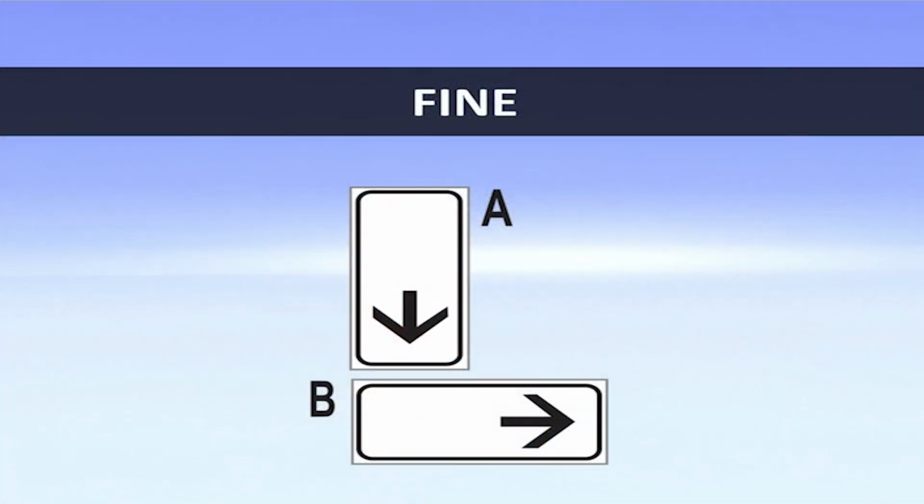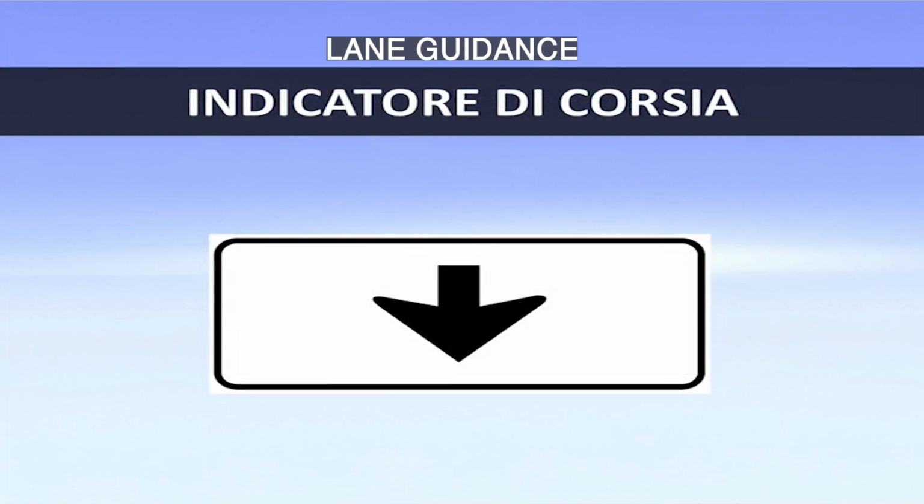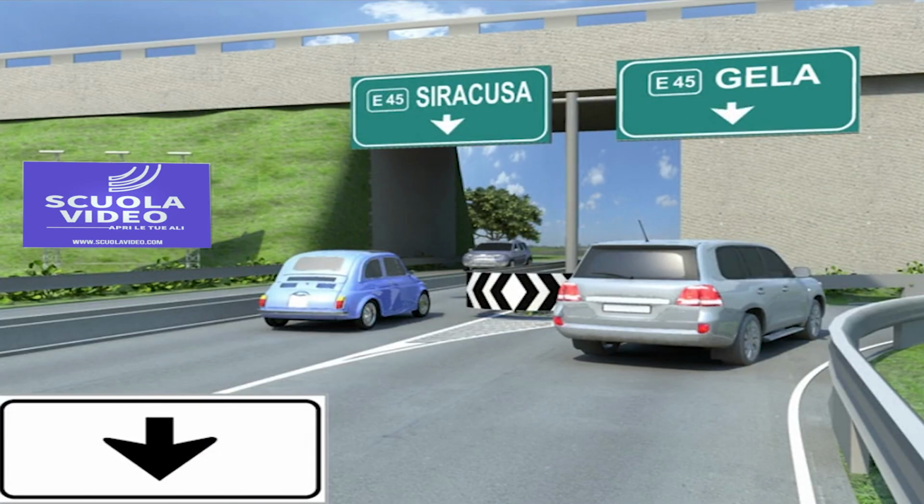Fine. End. This supplementary panel type A or B, combined with a prescription or danger sign, indicates the end of validity. Indicatore di corsia. The supplementary panel in the figure, placed at the top of the carriageway together with a sign indicating a location, indicates the lane to take to reach that location. It also indicates that the sign above is valid only for the lane indicated by the arrow.